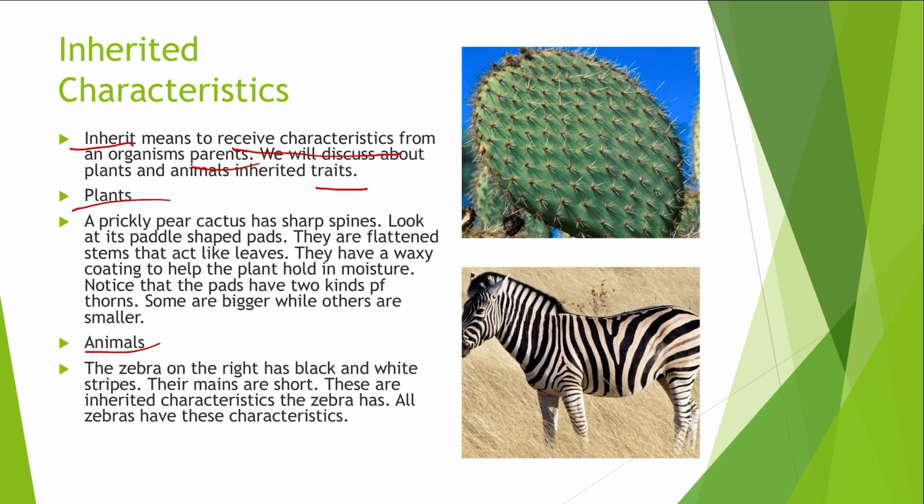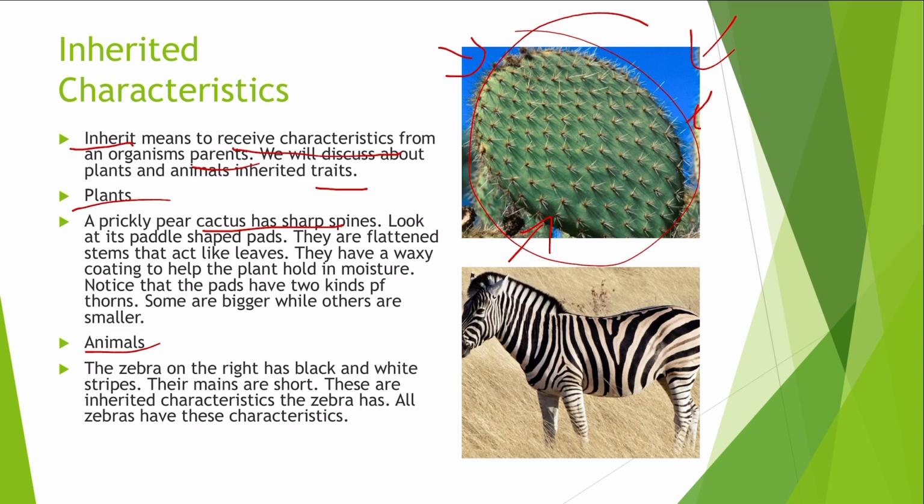First, plants. A prickly pear cactus over here has very sharp spines. They also have a waxy coating around them that helps the plant to hold in moisture. It has spines on it. Wait, I'm explaining the characteristics. Oh yeah, where did the inherit come in? Well, this is how this prickly pear cactus looks. The cactus looks much like this today because it has inherited these characteristics.